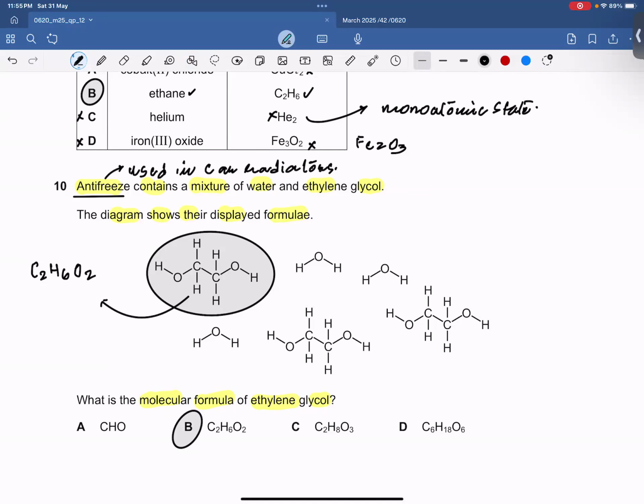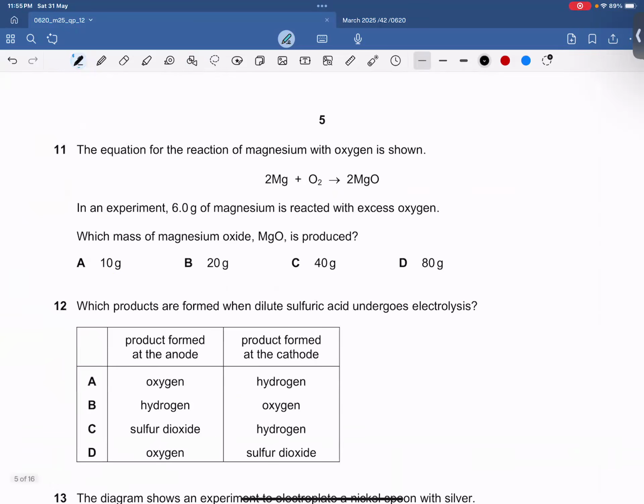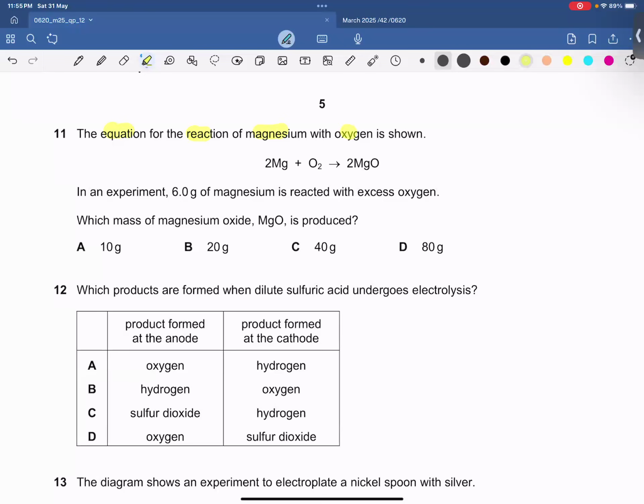All right. Question number 11. The equation for the reaction of magnesium with oxygen is shown. In an experiment, 6 grams of magnesium is reacted with excess oxygen. Which mass of magnesium oxide is produced? Since the mass of magnesium is given, we can find the moles of magnesium. So moles of magnesium is basically 6 divided by 24. 24 is the relative atomic mass of magnesium. So 6 divided by 24 is going to be 0.25 moles.